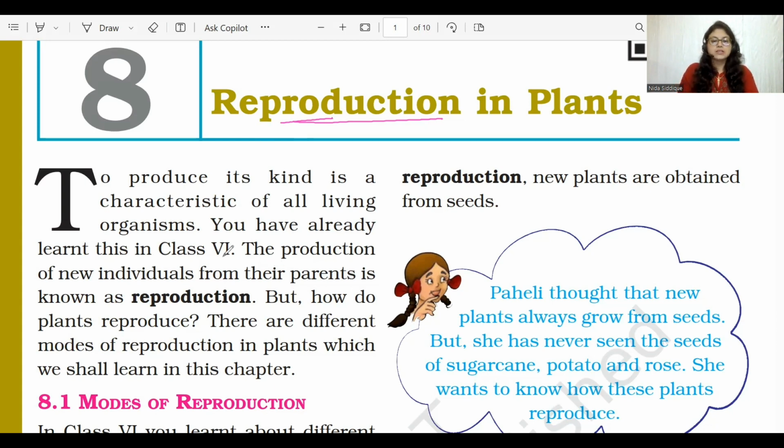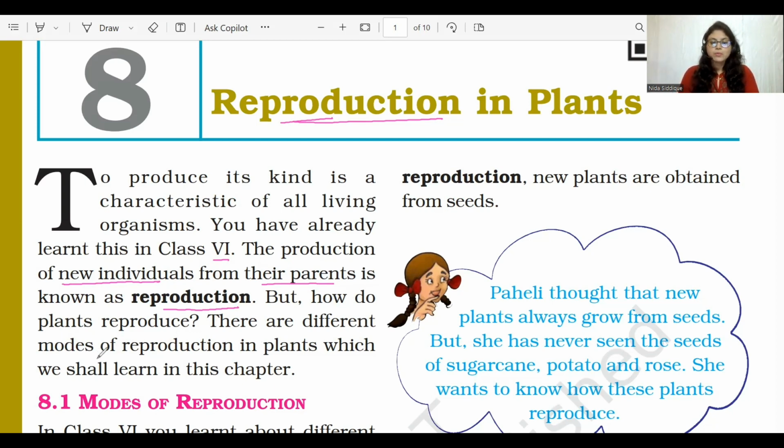And we have already learned this in class 6. So the production of new individuals from their parents is known as reproduction. Okay, so reproduction is a process by which a new individual is born from their parents. But how do plants reproduce? We have already learned a lot about animals giving birth to new animals. We have even seen around us there are lots of animals giving birth to the young ones. But what about plants? How do they reproduce?